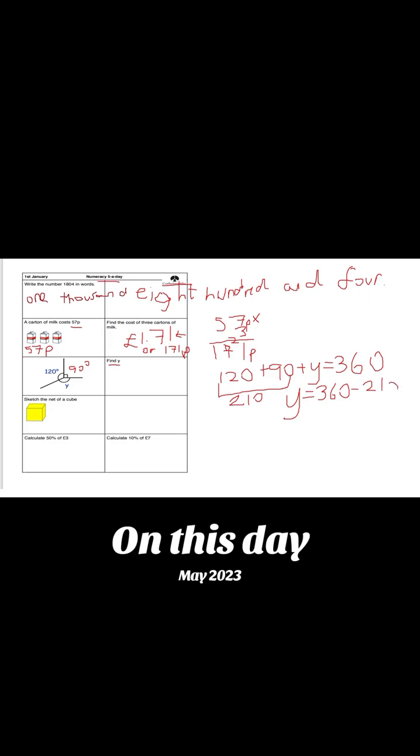And I'll write it as column subtraction. So 360, take away 210. It can be done on a calculator, but I'm trying to get you into the habit of showing your full workings without a calculator. But if you want to check on a calculator, that's absolutely fine. 0 minus 0 is going to be 0, 6 minus 1 is equal to 5, and 3 take away 2 is equal to 1. Okay, so Y is equal to 150 degrees.